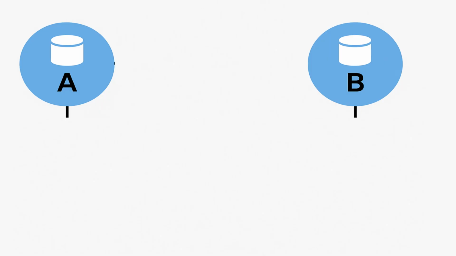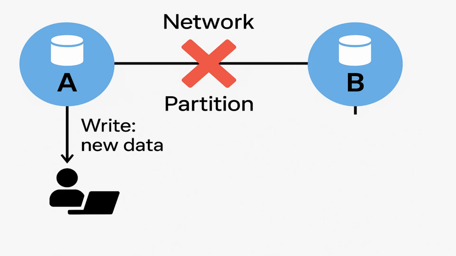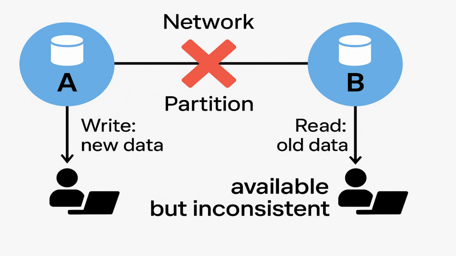Let's walk through a real-world scenario to understand this better. Imagine you have two nodes A and B in a distributed system. In that, a network partition happens. That means communication between A and B is broken. Now a client writes data to node A and another client tries to read the data from node B. Now here is the problem. If B returns the data it already had without the recent write from A, the system is available but not consistent because the data B is returning is not updated.